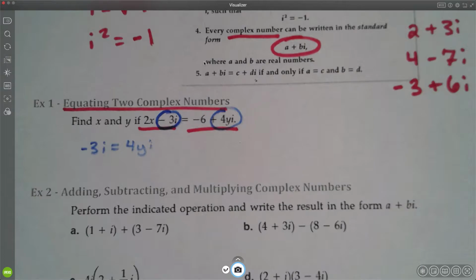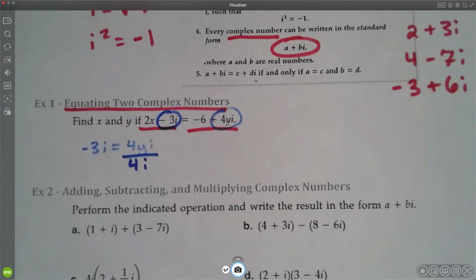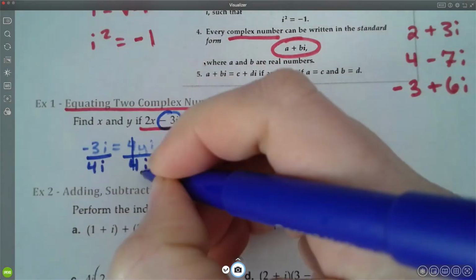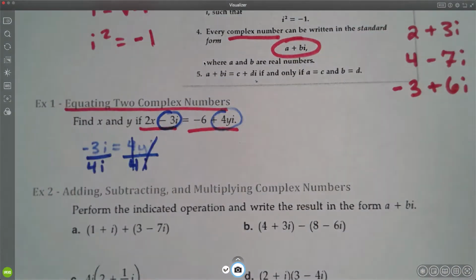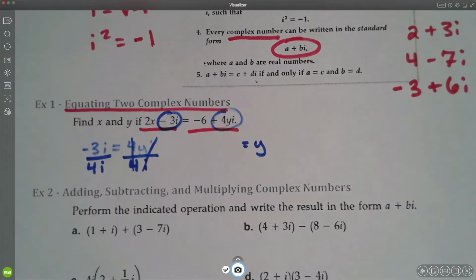Anyway, all right, so if we have 4i, yeah, we can get rid of the 4 and the i at the same time. Can we do that? Yeah. Divide by 4 and i. Okay, so those are gone. Woo, am I going fast now? So y is equal to, if I simplify the left side, -3i divided by 4i. The i's are going to cross out. y is -3/4.